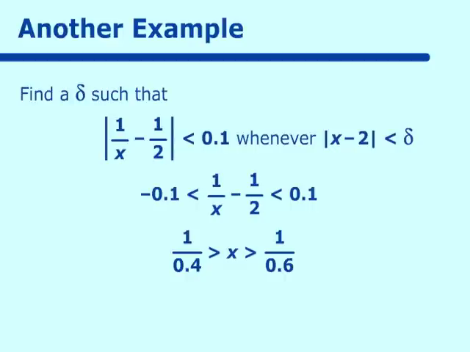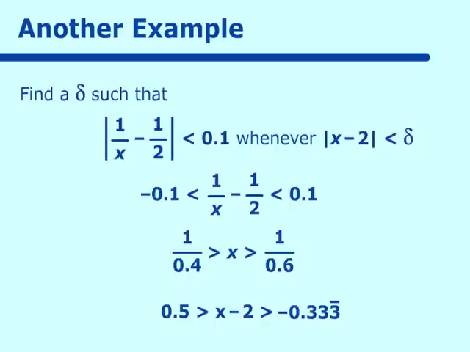Again, when we're looking for our delta, we want to subtract 2. So now we have x minus 2 is less than negative 2 plus 1 over 0.4, and greater than negative 2 plus 1 over 0.6. And this evaluates to 0.5 is greater than x minus 2, which is greater than negative 0.333 repeating.